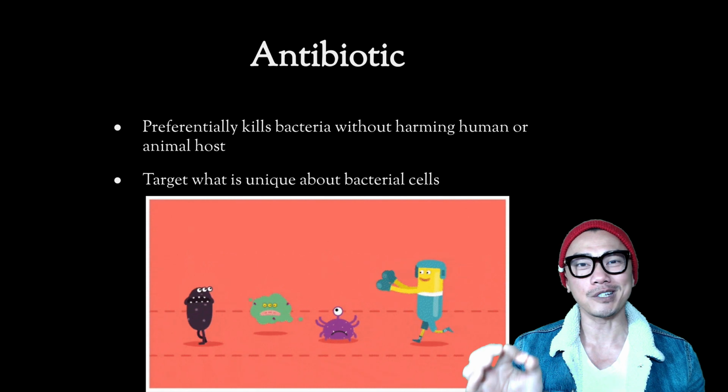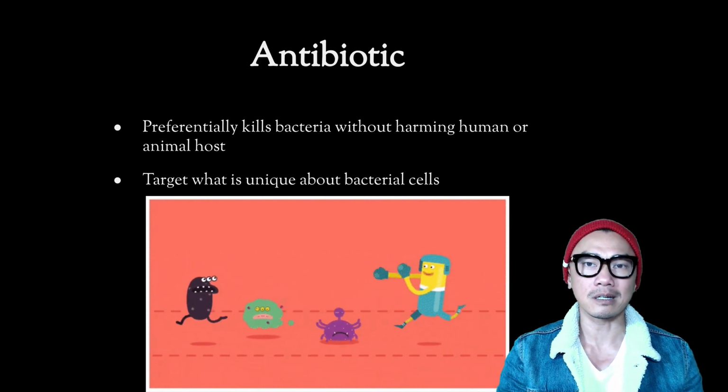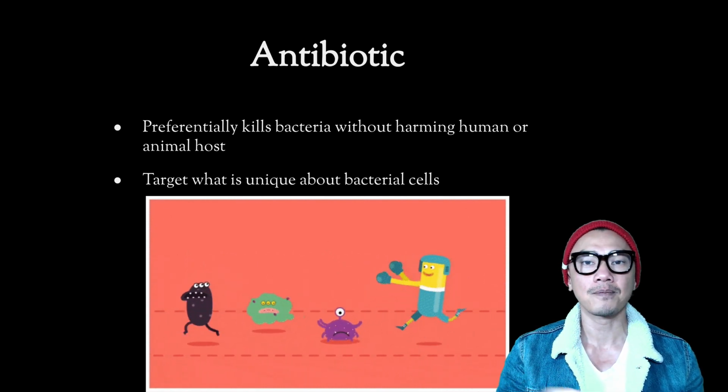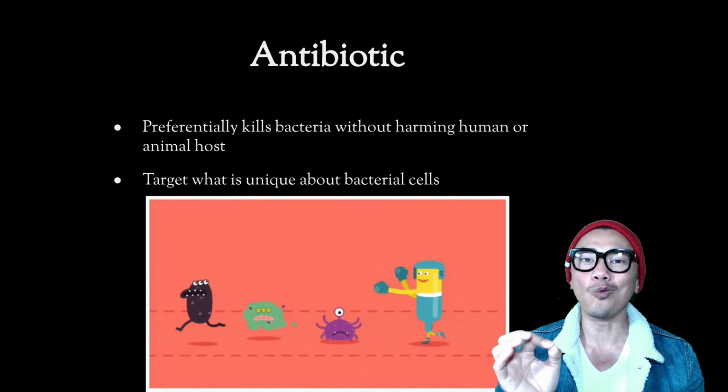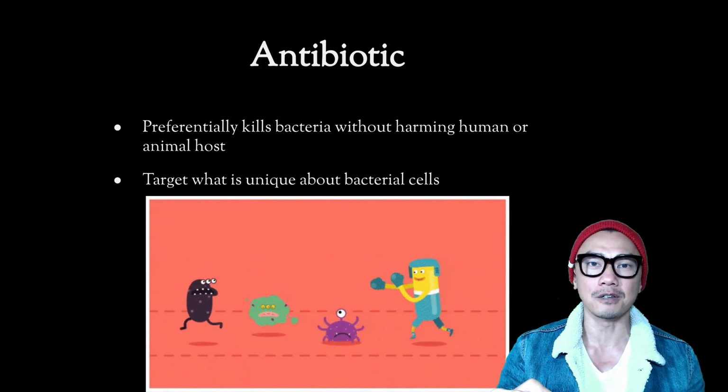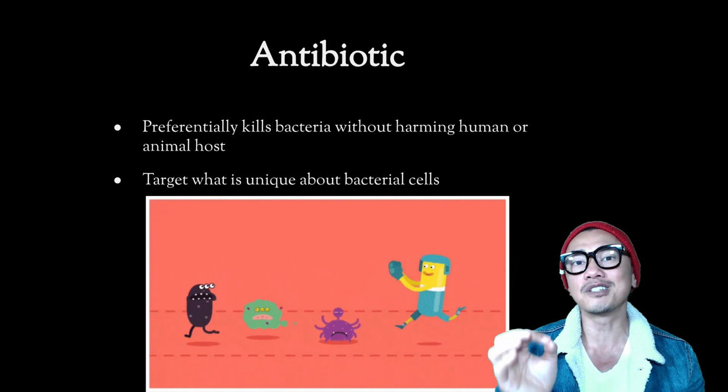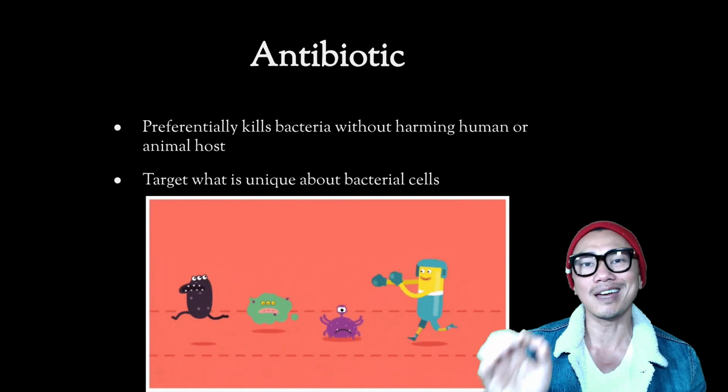Antibiotics preferentially kill bacteria without harming the human or animal host. They do this by targeting what's unique about bacterial cells. They take advantage of the differences between bacterial and animal cells.